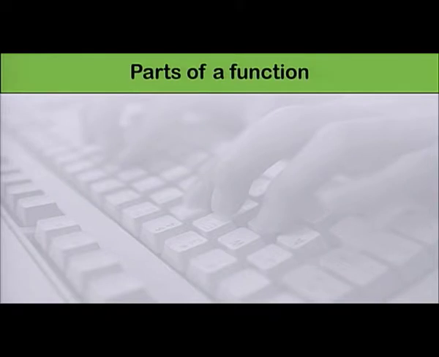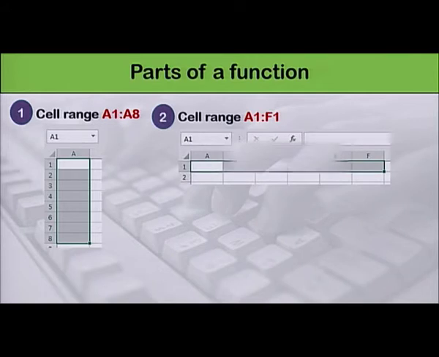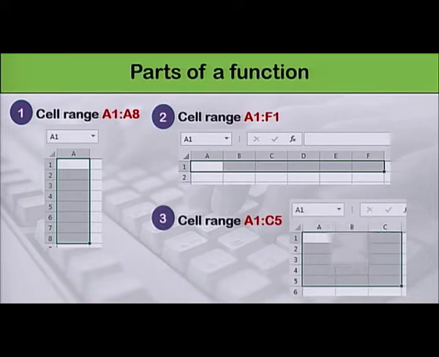Let us take a look at some different cell ranges. In our first example, the cell range A1 to A8 has been selected. The second example shows the cell range A1 to F1. And in the last example, cells A1 to C5 have been selected.